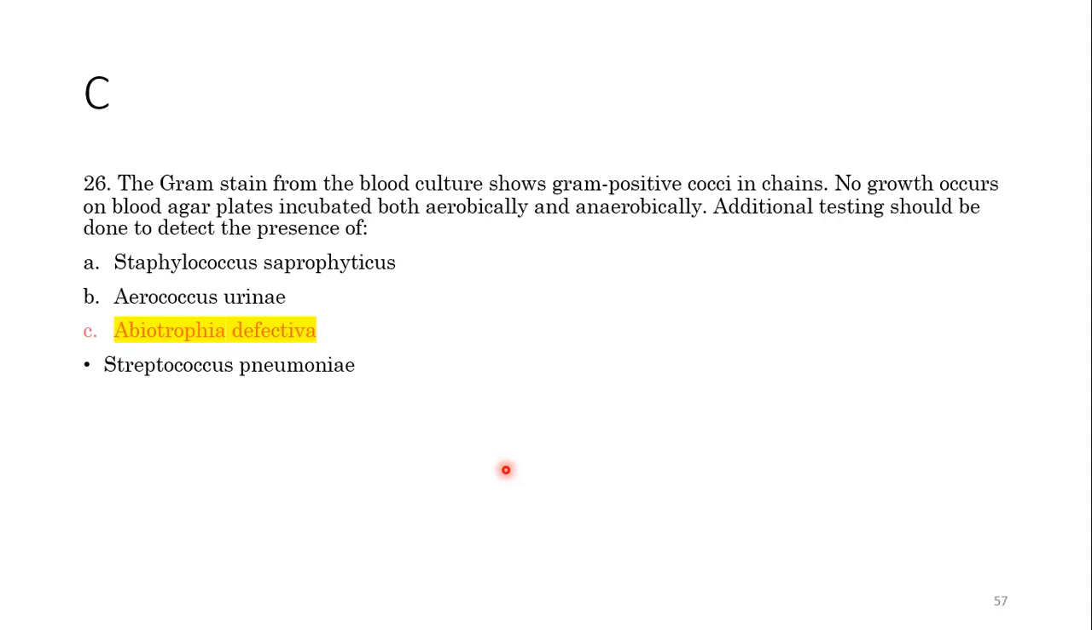Abiotrophia defectiva is an example of NVS, or nutritionally variant Streptococcus. What are NVS? NVS are gram-positive cocci that require special growth requirements, like for example thiol, vitamin B6 or pyridoxine. Okay? Those are the gram-positive cocci that require special nutrients. And one of the best examples is Abiotrophia defectiva. Number 26, letter C.